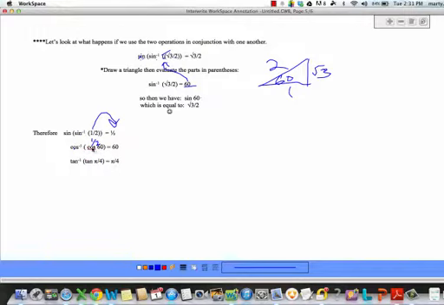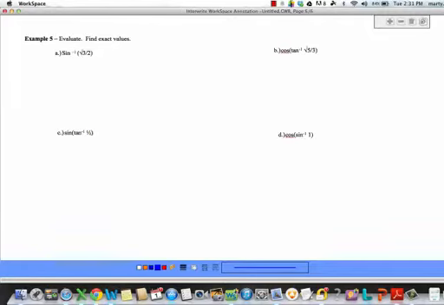So whenever those two things match up and one's the inverse and one's the regular, they're going to cancel each other out. This is pi over 4. Remember, pi over 4 is just 45. Okay, so there's a few other problems of those on the bottom.